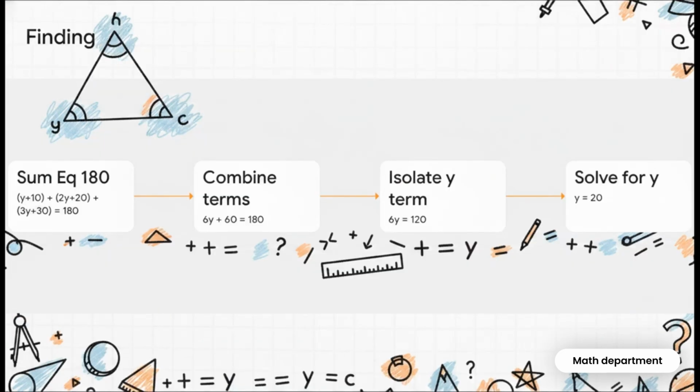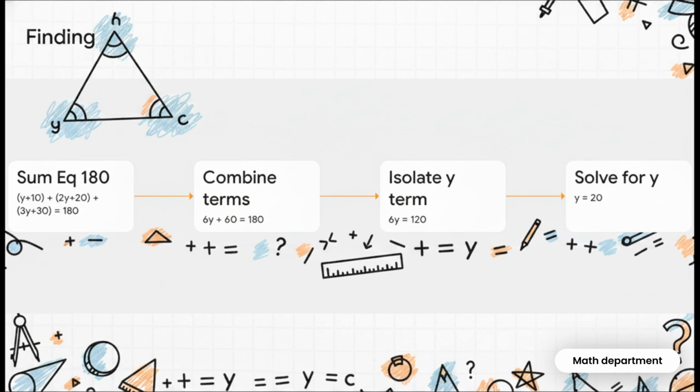Let's see this in a classic algebraic setup. Imagine we have a triangle where the 3 angles are written as expressions, y plus 10, 2y plus 20, and 3y plus 30. Watch as we write this out step by step. How do we find y? Well, we use our golden rule. We take those 3 expressions, add them all up, and set them equal to 180.